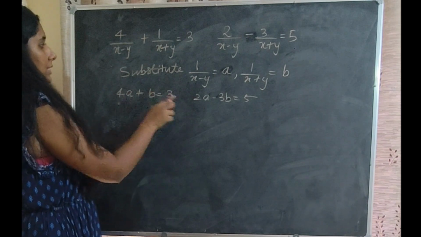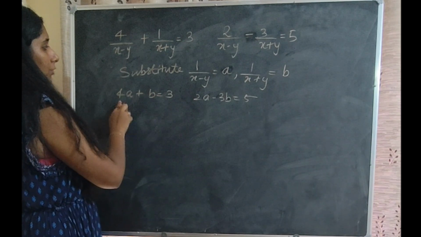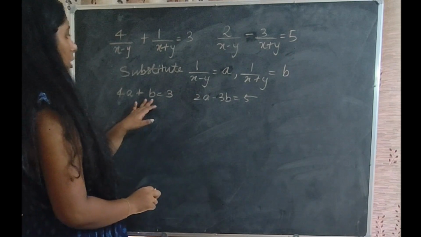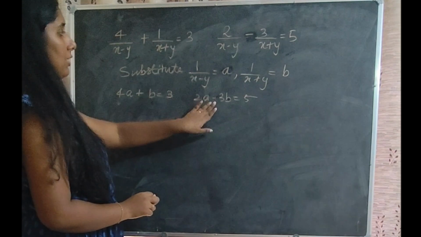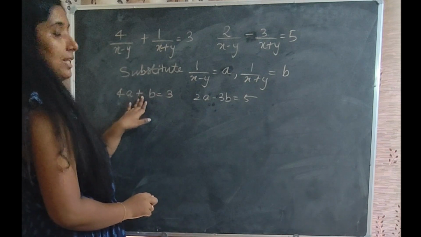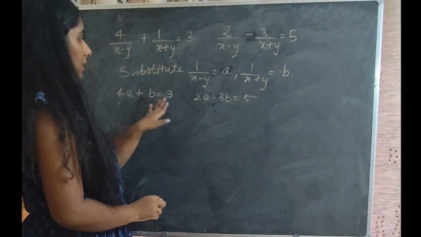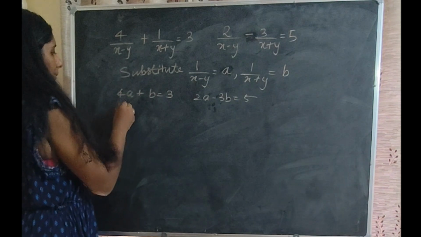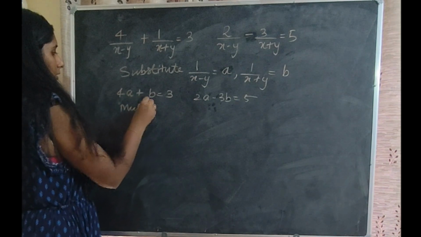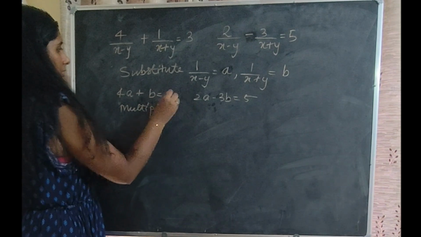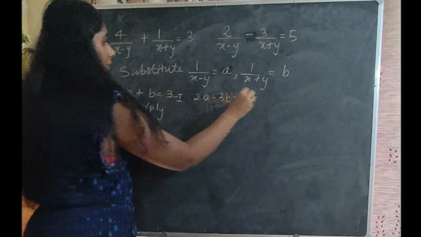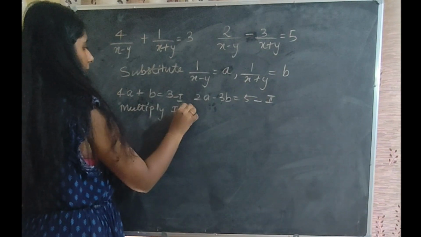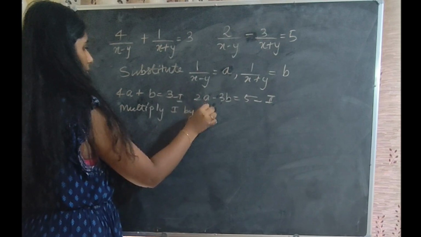Now we need to solve these two equations in a and b. See, 2 is a multiple of 4 and this is 3. So we will go for multiplying this by 3, because here there is a negative sign and here there is a positive sign. So when we add the two equations, this will get eliminated. So we can multiply, this is equation 1, this is equation 2, multiply 1 by 3 throughout.